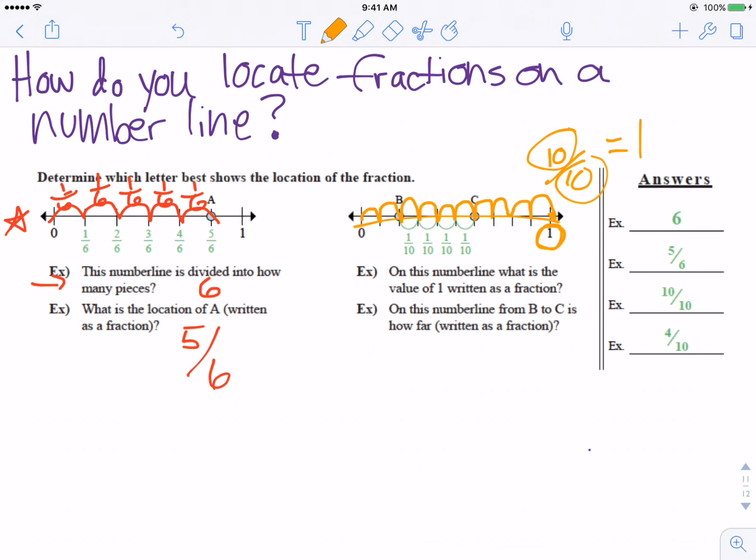The next example question that they asked is, on this number line from B to C is how far, written as a fraction. And as you can see, they have this written out. You would count the tenths, so this is 1/10, 1/10, 1/10, 1/10. So when I add those all up and count how many tenths I have, it's 1, 2, 3, 4. So B and C are 4/10 apart. So that's how you can locate fractions on a number line and use the fractions on the number line as well.